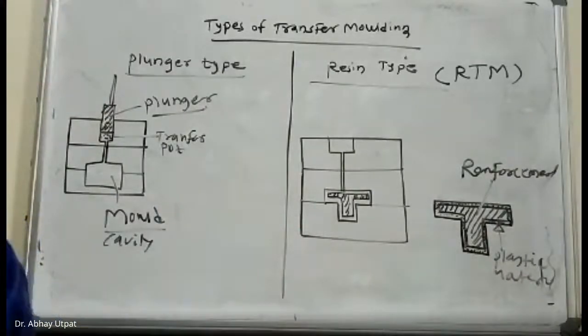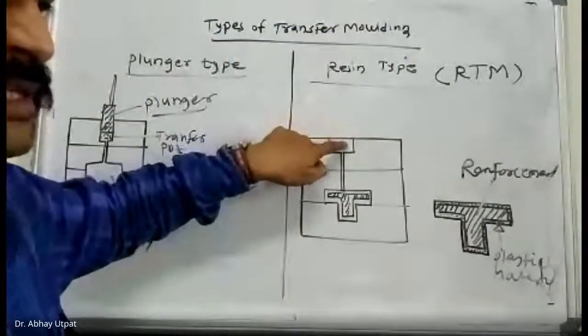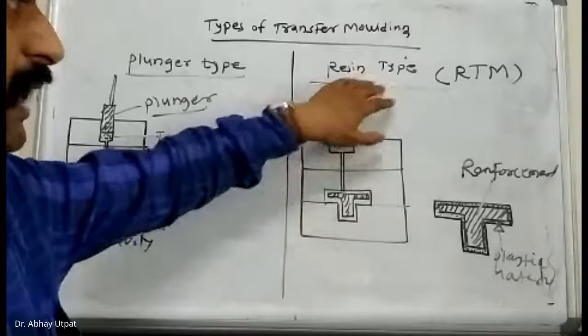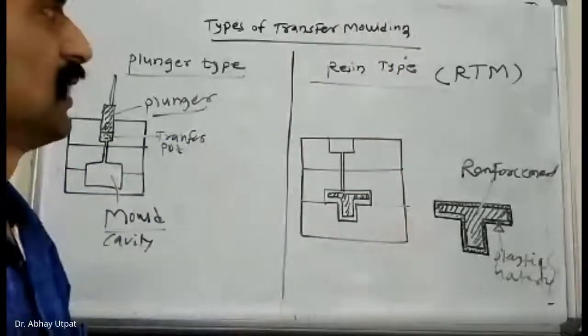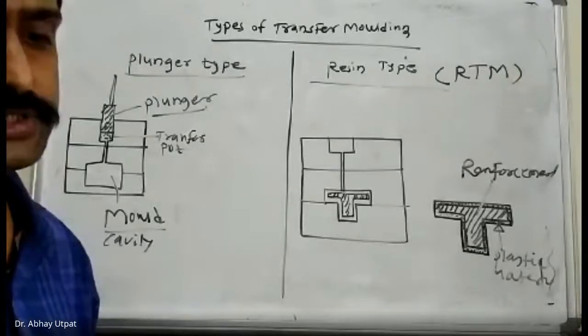You can draw both the figures. Actually this is the process. Here also there may be forcing with the help of a plunger, but RTM is a special thing, the resin type molding process.